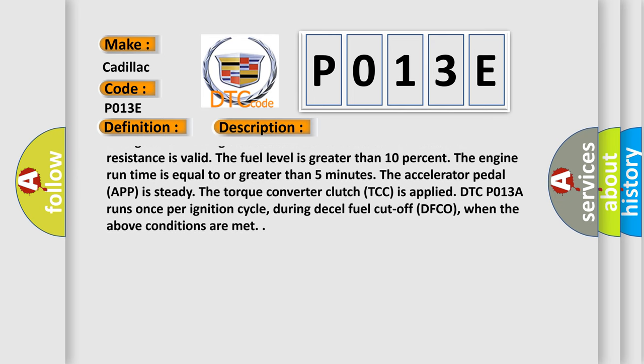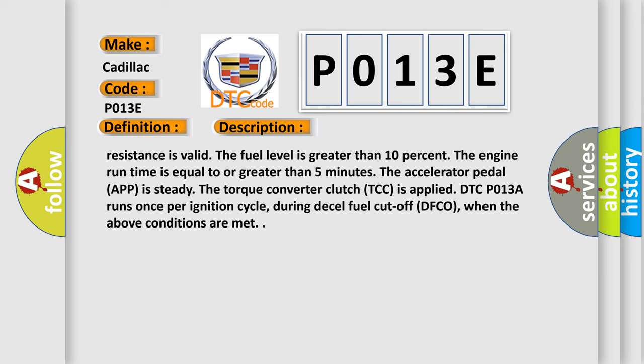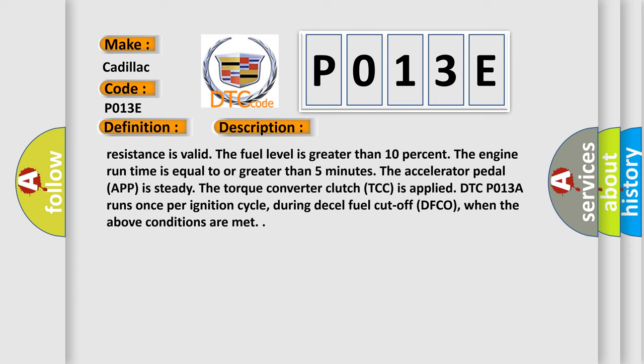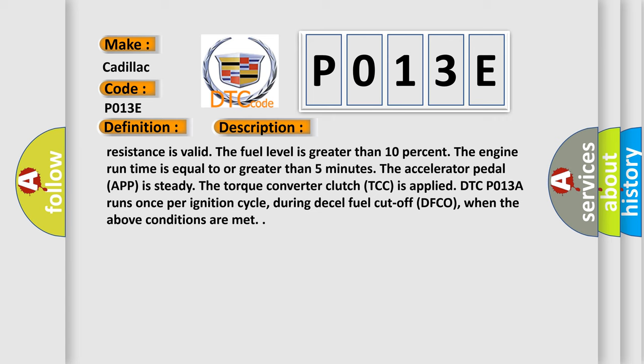The ignition 1 voltage is between 10 to 18 volts. The learned heater resistance is valid. The fuel level is greater than 10%. The engine runtime is equal to or greater than 5 minutes. The accelerator pedal position is steady. The torque converter clutch TCC is applied. DTC P013A runs once per ignition cycle, during decel fuel cutoff DFCO, when the above conditions are met.